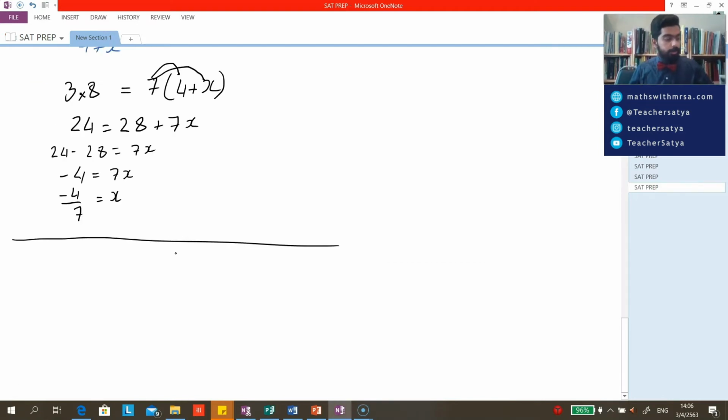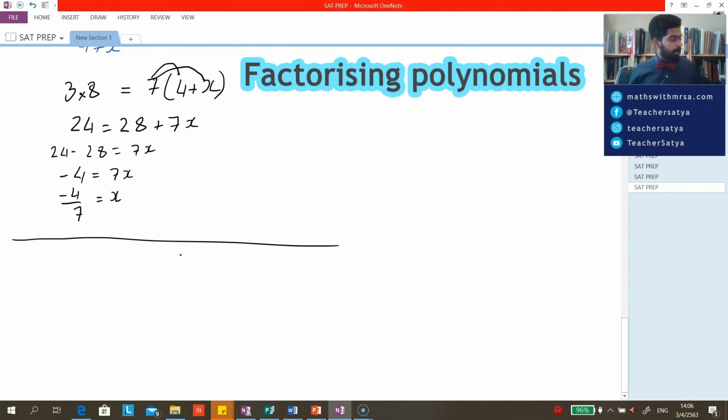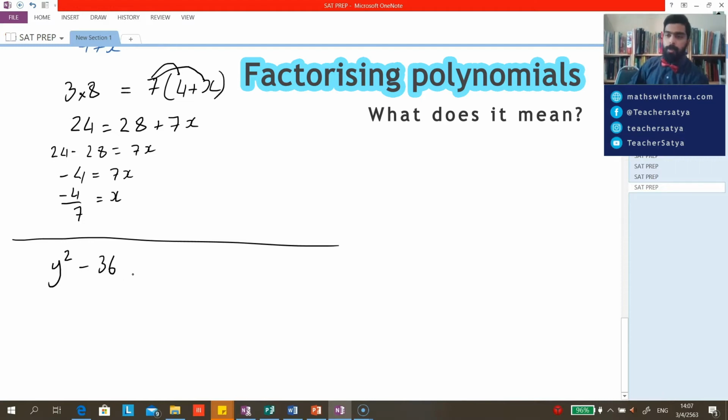Now, we are going to be looking a little bit into factorizing polynomials. So let's say I have y squared minus 36, and I have to factorize the polynomial. Now if we take a look at this, we can solve it using the algebraic identity, a squared minus b squared is equal to a plus b and a minus b. Right guys, so this is what we can write it as.